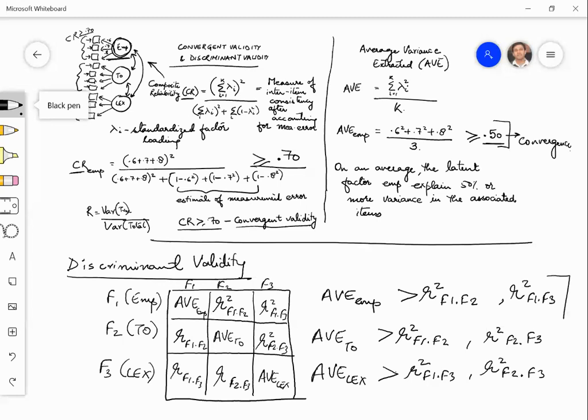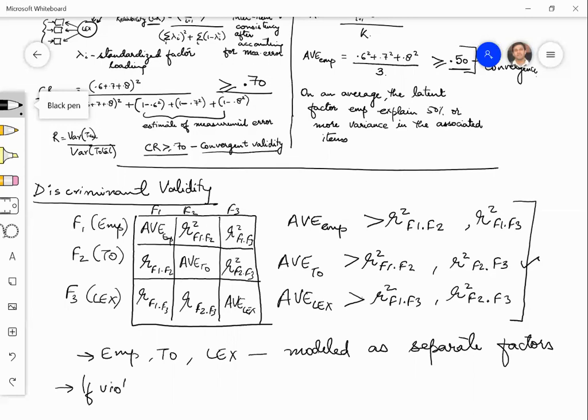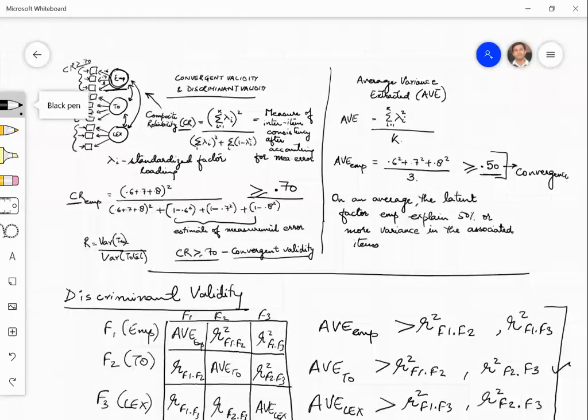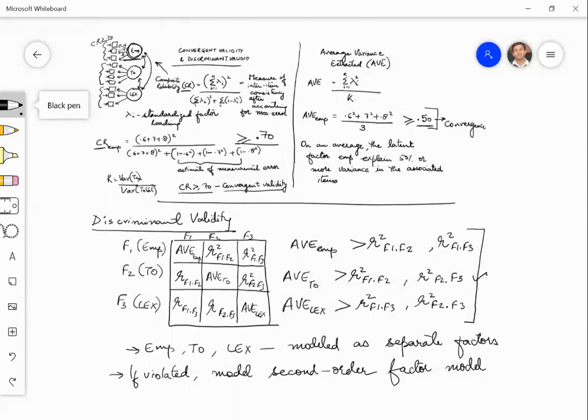If you are able to prove that these three conditions are met, then we can say that EMP, TO, and LEX can be modeled as separate factors, separate constructs. Else, if these conditions are violated, you will need to model a second order factor model, because they are not distinct. There is an overlap between these underlying factors, and so you cannot model them as separate factors. You will have to have an overarching factor that will be estimating these first order factors.